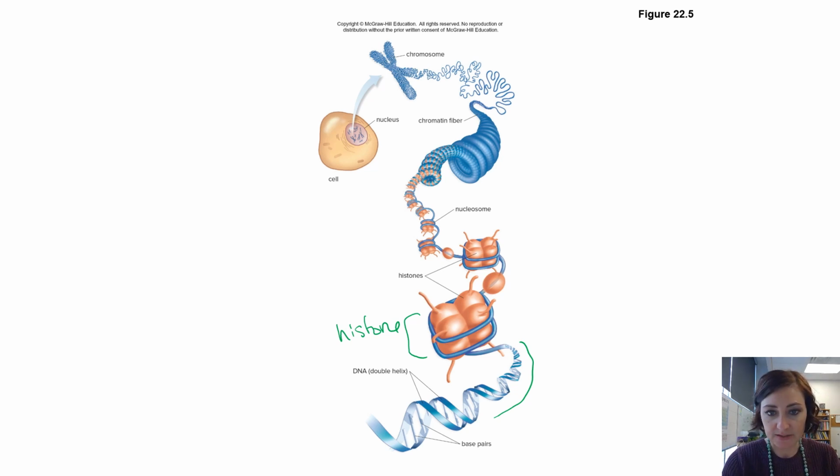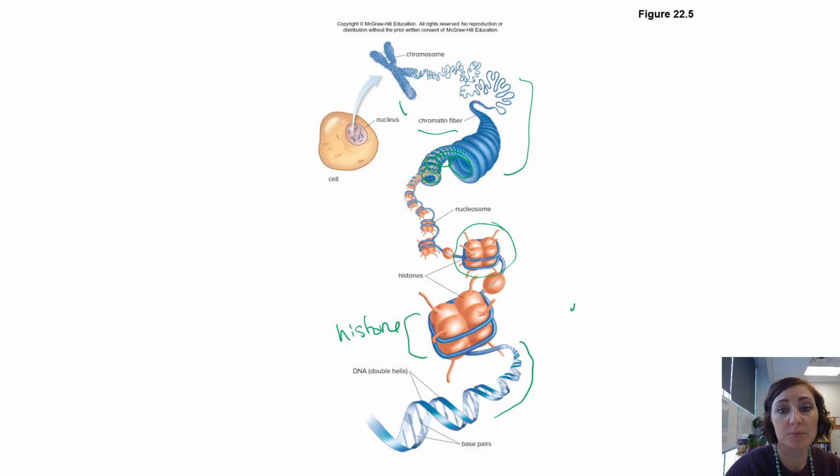These are going to form a nucleosome. When you have DNA and your histone together, it's a nucleosome. These are then supercoiled, and you can kind of see that coiling happening. It's coiling once, and then that coil supercoils, it twists again, and that's what forms our chromatin fiber. The chromatin fiber then is what makes up an individual chromosome.